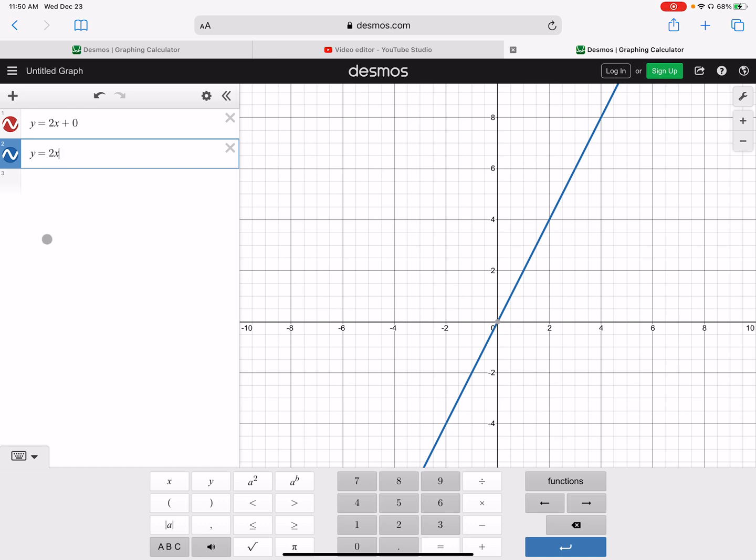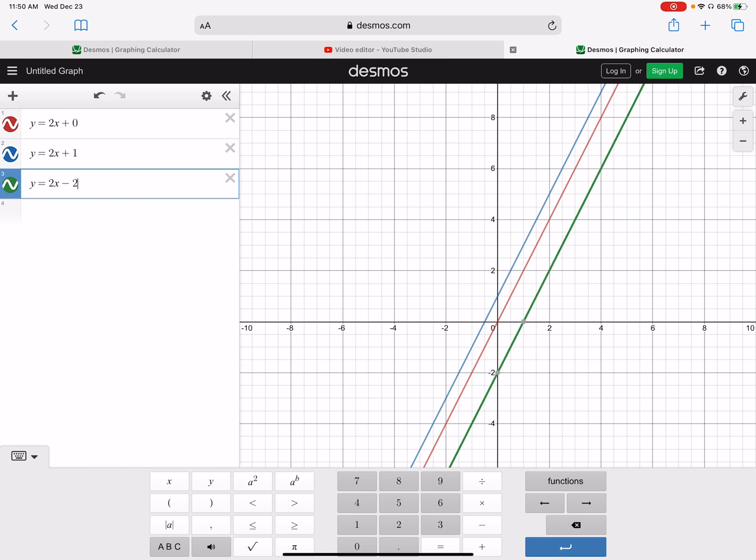Well, what about if I change that to y equals 2x plus 1? Now it crosses the y-axis at 0, 1. Your y-coordinate changed. It's the same as the number here, where I'm adding 1. What if I did y equals 2x minus 2?